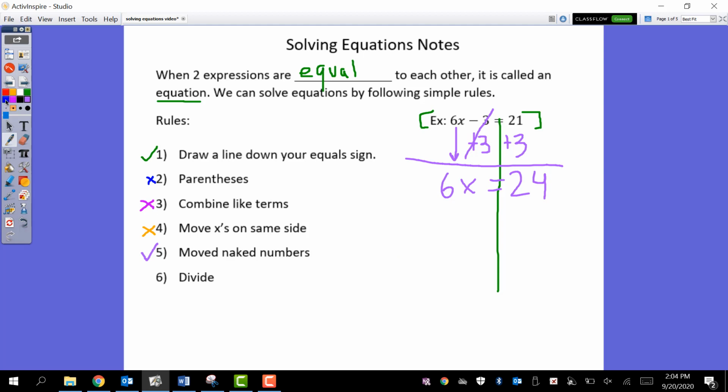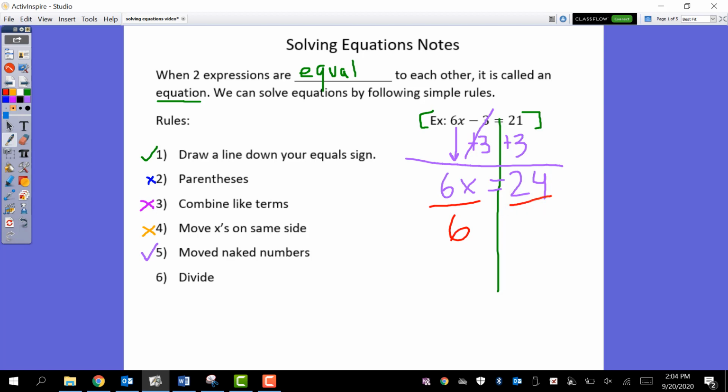And last step is almost always the same. We're always just going to divide. Now, what do I divide by? Well, you're going to divide by what number is with the x right now. So here's my x. The number with it right now is 6. So when I divide, I'm going to divide by 6. That little line right there, that means divide. Okay, so I divide by 6 on this side.